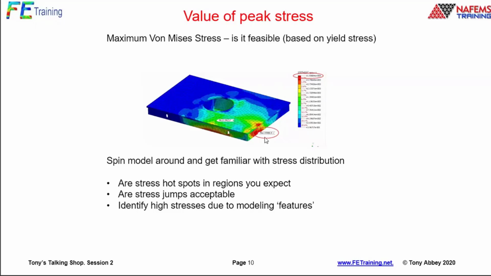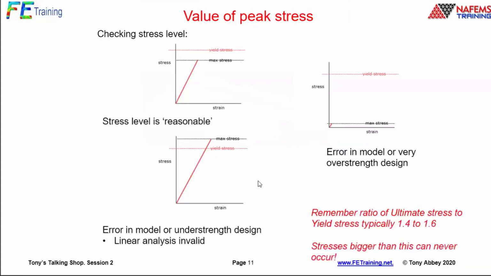A couple of things we're going to talk about in more detail. One is, are the hotspots high stress in the regions you expect? Are the stress jumps acceptable? We switch off stress averaging and look at this local hotspot or high stress region, high stress gradient. Do we see big jumps across the element, which would mean perhaps we've got meshing problems and need to do mesh convergence, whatever it might be? Maybe we've got high stresses due to what's called modeling features. I'll expand on some of these in the next couple of slides.